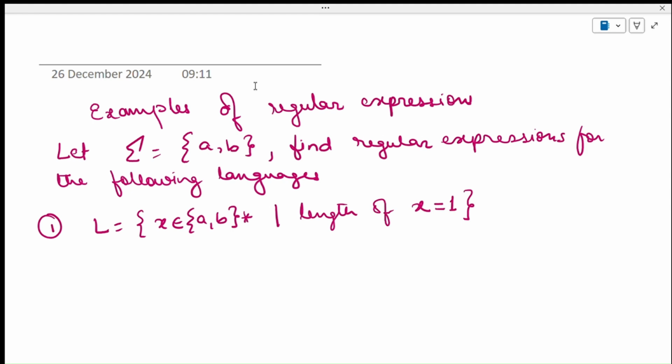The first language says that x belongs to {a,b} Kleene closure and the length of x is equal to 1. The length of x being 1 means we have strings of length 1. There are only two possible strings with length 1, so L has two strings, a and b. So the regular expression for this would be a OR b. That's it.